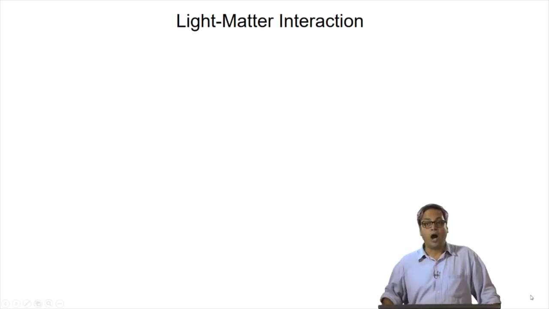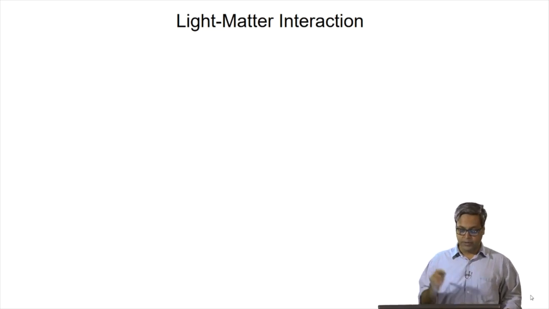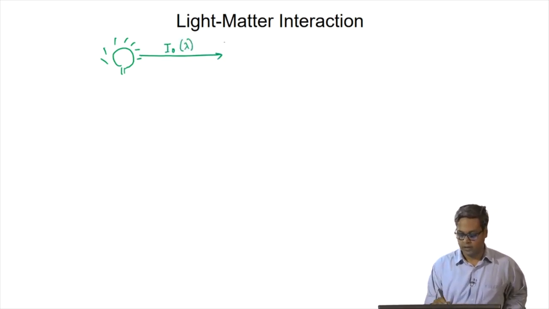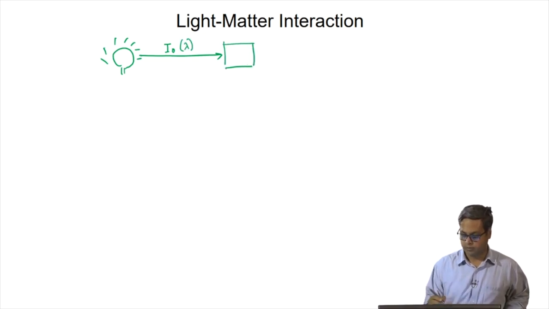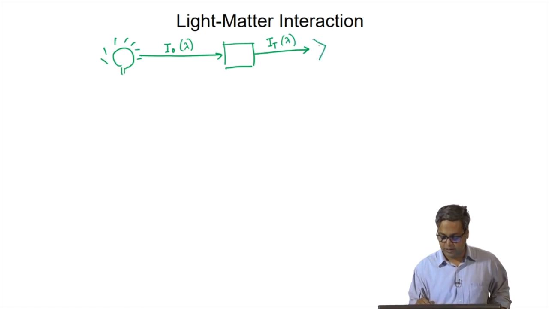Now, let us see how a spectroscopic experiment is done. In a spectroscopic experiment, we have a light source, let us say a lamp, and the light from the lamp with intensity I 0, which is a function of wavelength, passes through the sample, and the intensity that comes out of the sample, let us say it is I t, which is also a function of lambda. And this intensity I t is detected by a detector.